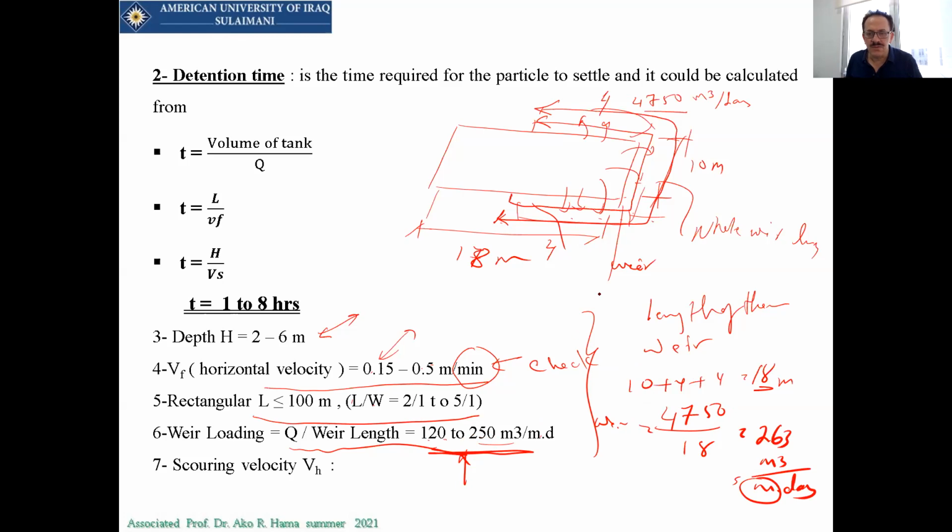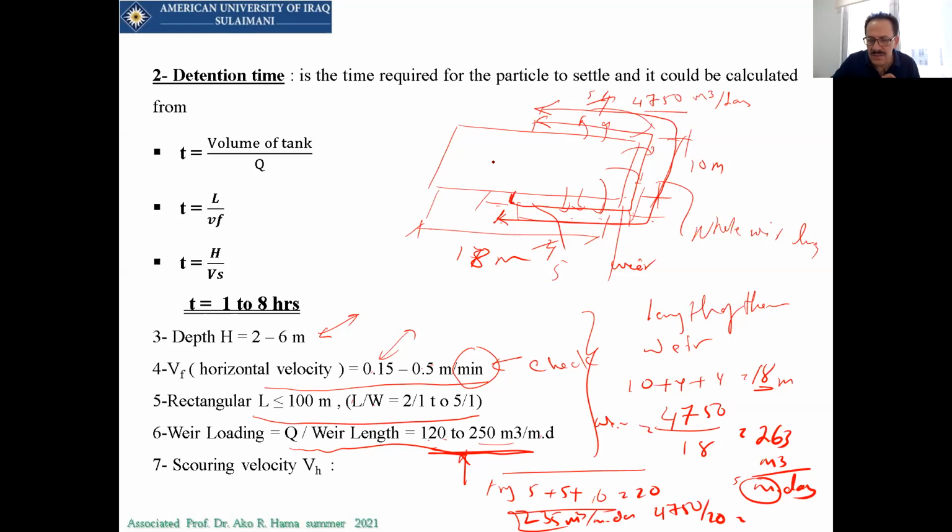than the allowable. So what we have to do is release the load for the weir or increase the length. I will make it 5 meter by 5 meter. So now try 5 meter and 5 meter, and already we have 10 meter this way, so it will become 20. So 4,750 divided by 20, you can get 235 meter cube per meter per day. Now it can be okay. So the final design will look like this.